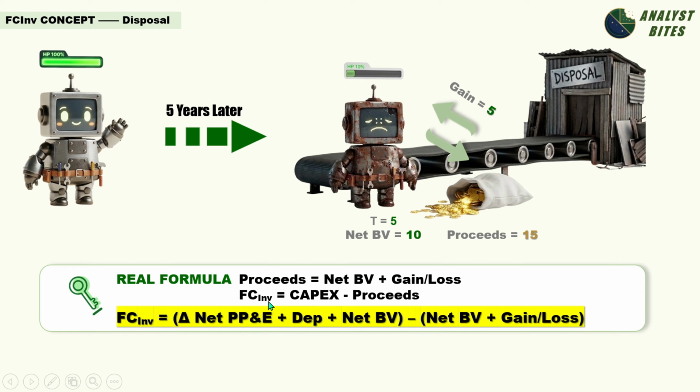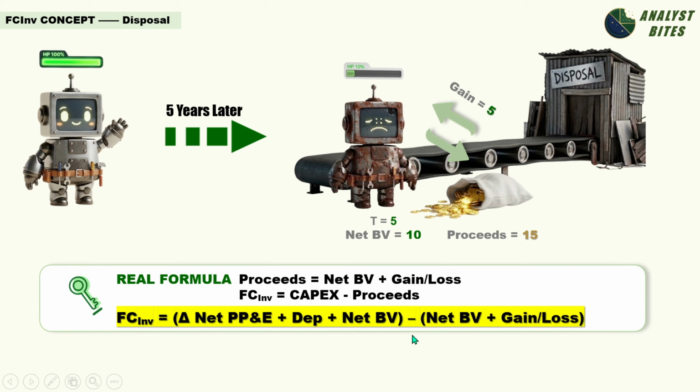Now let's put all the pieces together to see the full fixed capital investment formula. Fixed capital investment equals CapEx minus proceeds. If we expand both terms, for CapEx, it equals the change of net PP&E plus depreciation plus the net book value of the asset sold. For proceeds, it equals net book value of the asset sold plus gain or minus loss.